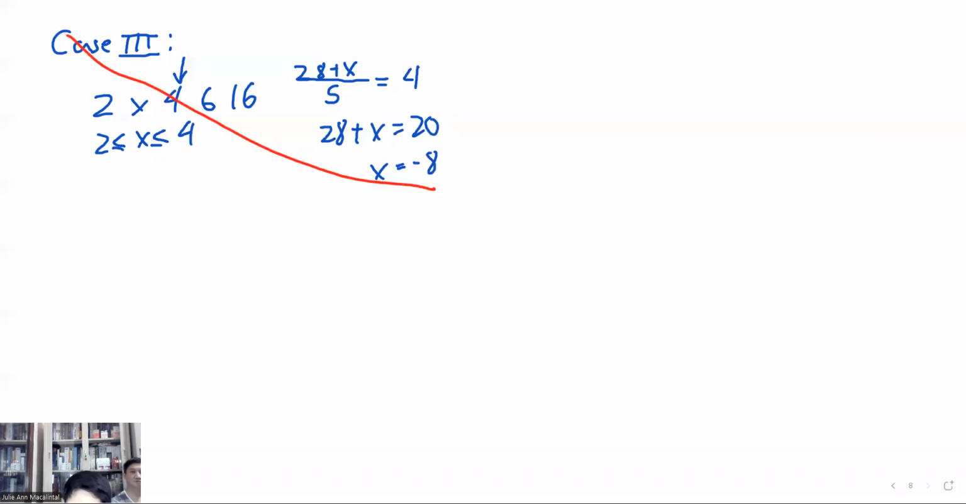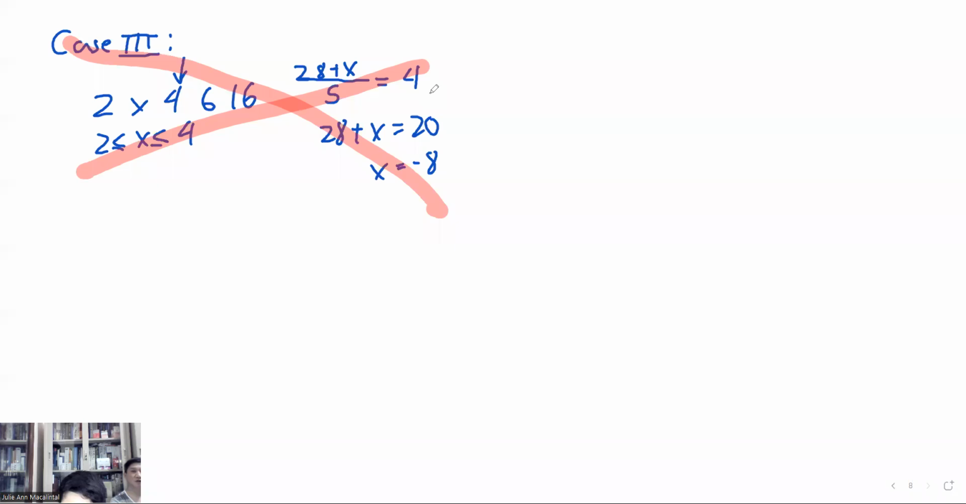Okay, the third case is not possible also. So we move on to pretty much the last case. I will be making a sort of summary of the cases we have done so far, where 2, 4, 6, 16, we did when x was here, either 6 or 16.